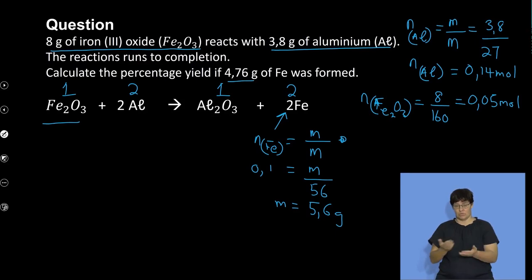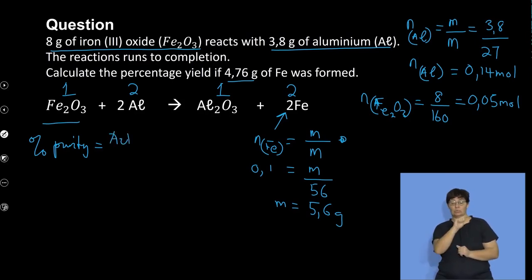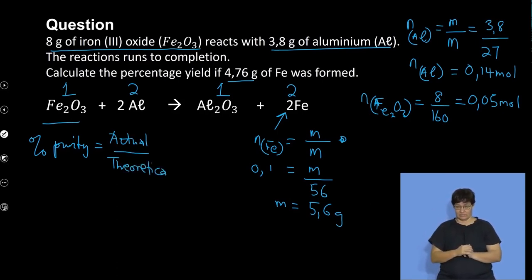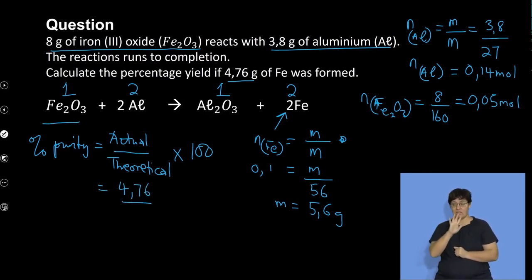So percentage purity is equal to the actual yield divided by the theoretical yield. We multiply this by 100. The actual amount that was obtained is 4.76. So 4.76 divided by the theoretical, which is what is expected, which is 5.6. We multiply this by 100, and we'll get the percentage purity.